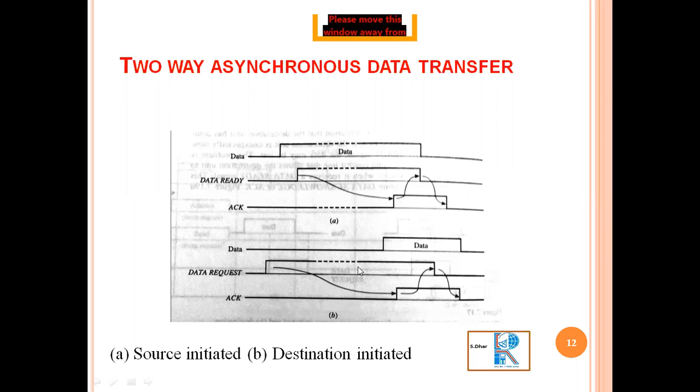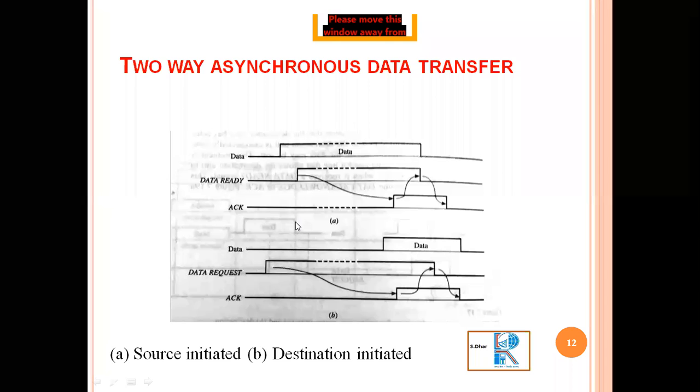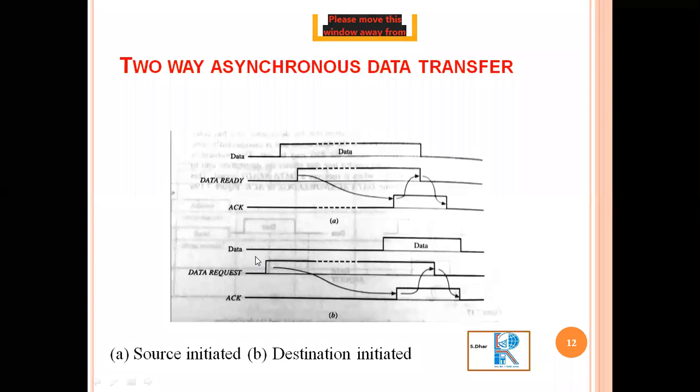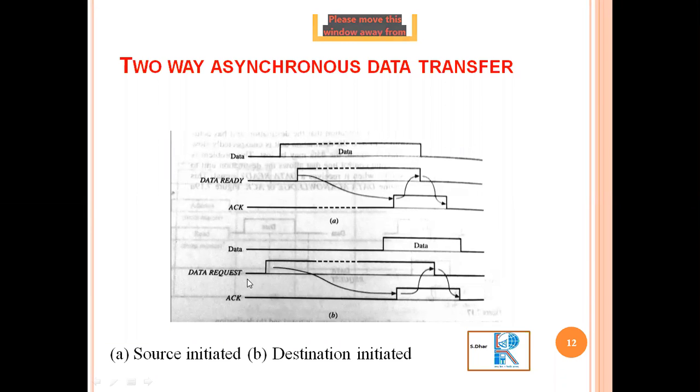Similarly, B is the destination initiated two-way asynchronous data transfer. What happens in the destination initiated? In the destination initiated, first the destination will give the data request. Clear? Make the data request line high. So the destination is making the data request line high. So now the source will give the acknowledgement signal. Clear? So it will give the acknowledgement signal.